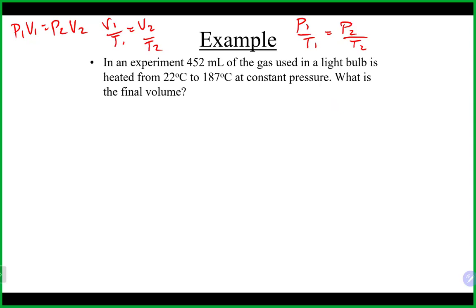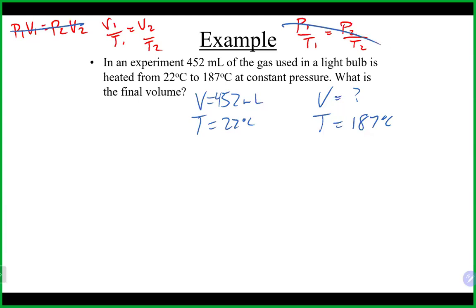Okay, let's take a look. And once again, I'm just going to pull out the information. I have a volume that is 452. I have a temperature that's 22 degrees Celsius. I have another temperature of 187. And we are looking for a volume in this particular case. Once again, that should eliminate this gas law as we have no pressures. That should also eliminate that gas law as there are no pressures. And again, you can see Charles' law there. We're going to call these guys ones, these guys twos.